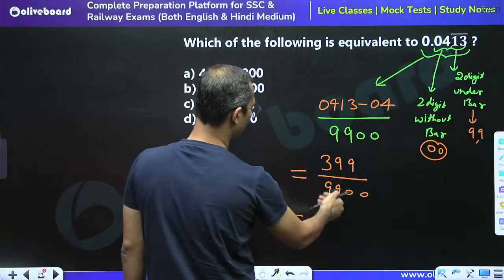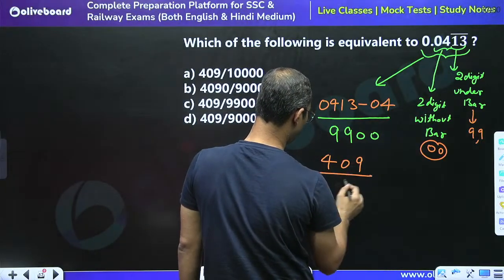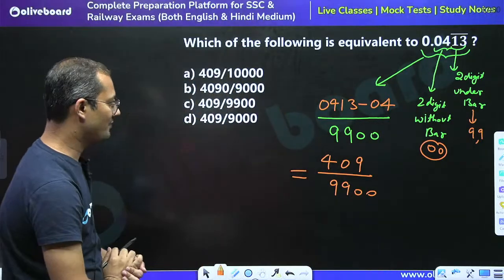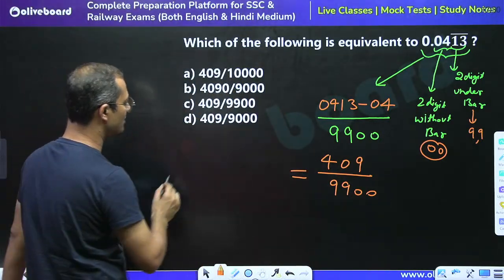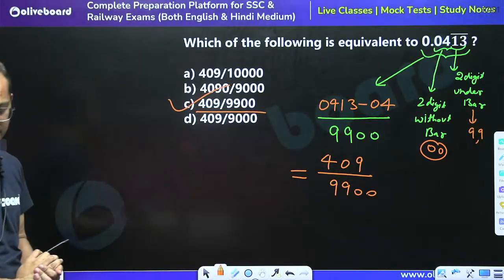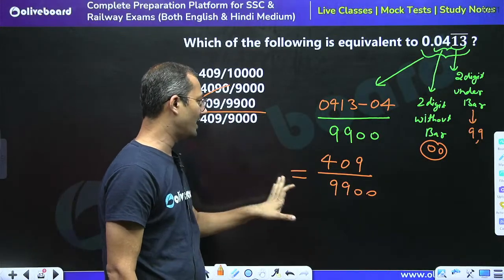Sorry, 409 divided by 9900. Yes, so the answer is 409 divided by 9900. So directly we can say that C part is the right answer. Yes, 409 divided by 9900.